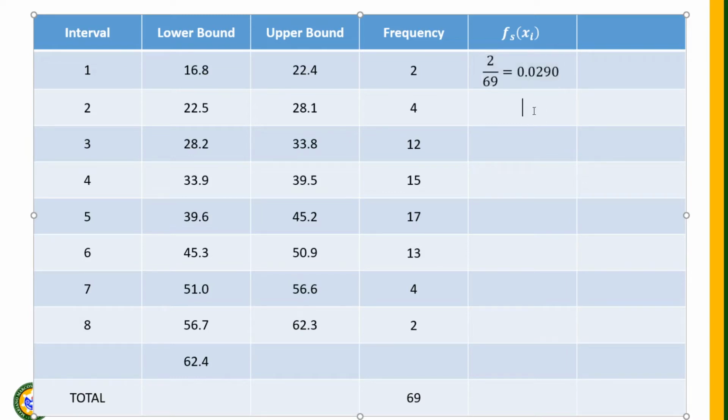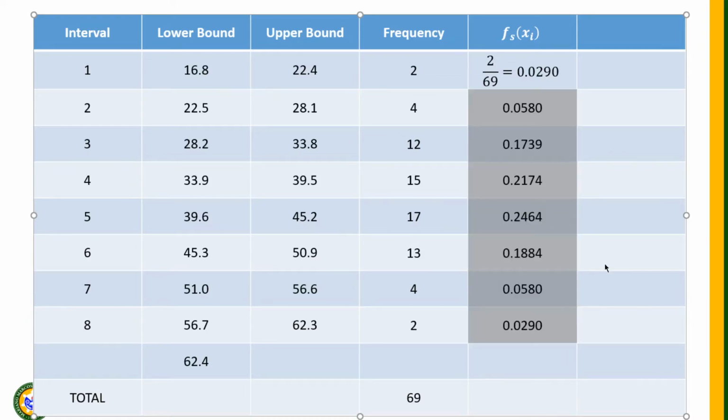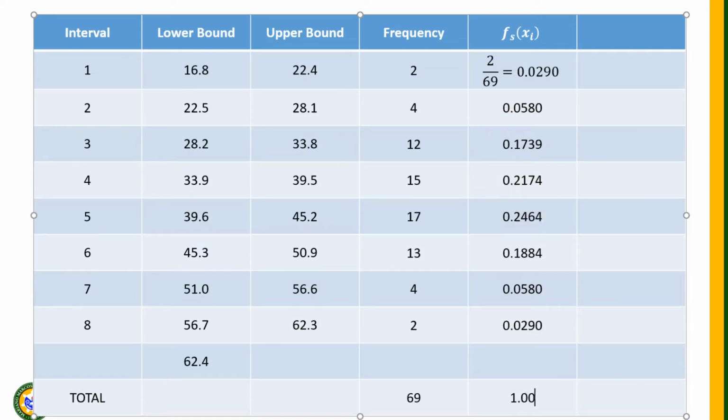Okay, so we do the same for the remaining intervals. We have 4 over 69, 12 over 69, 15 over 69, and so on. We do the same for every row, and then we should come up with the following values. Take note that the total should be approximately equal to 1.000, because the total of the probabilities should be equal to 1.